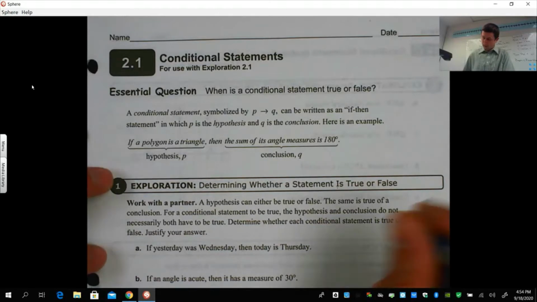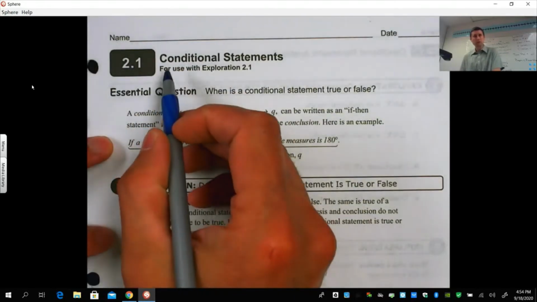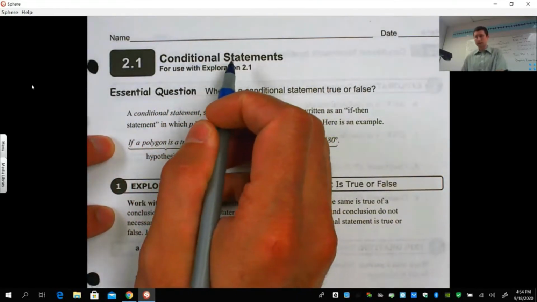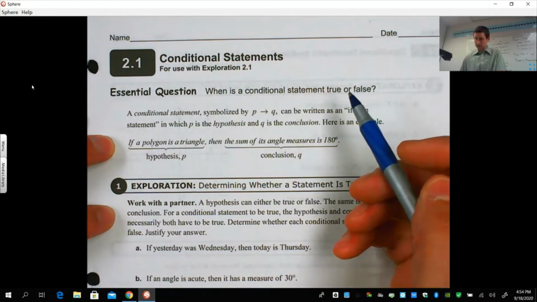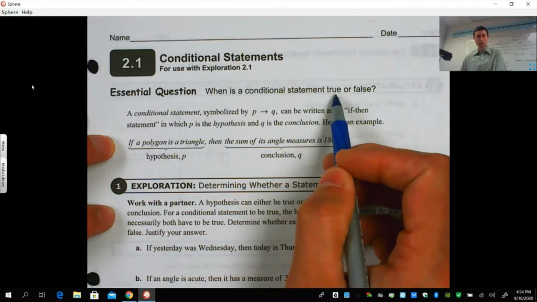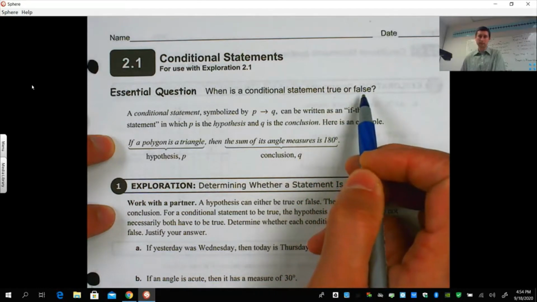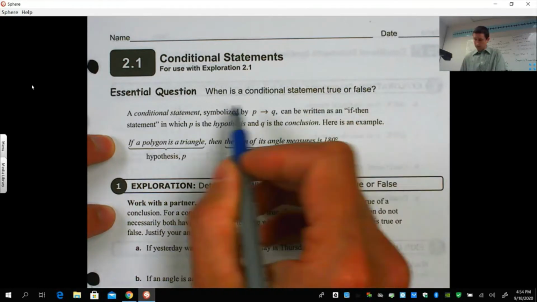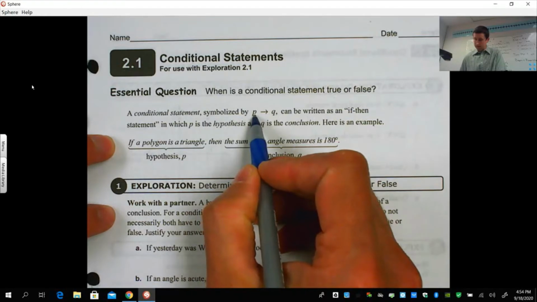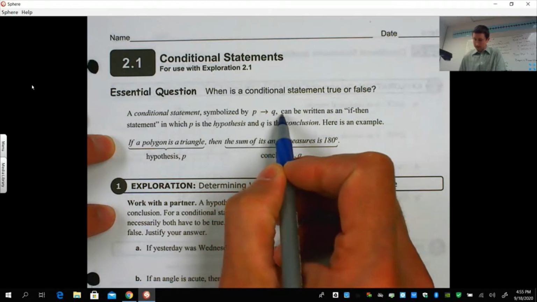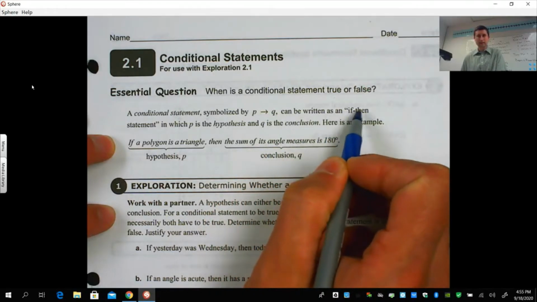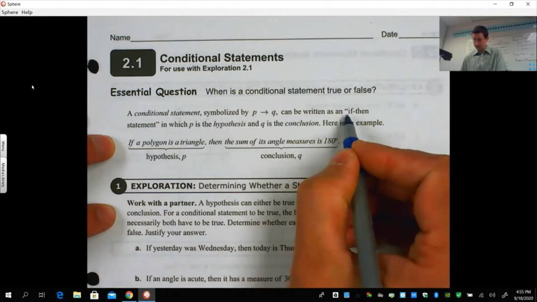So what we have with 2.1 are called conditional statements. So statements that have to meet certain conditions for things to be true. So a conditional statement can be either true or false. So it can either be a yes or a no. So these symbols right here, P implies Q. Conditional statement, P with the arrow pointing to Q. It can be written as an if-then statement. So if this, then that.